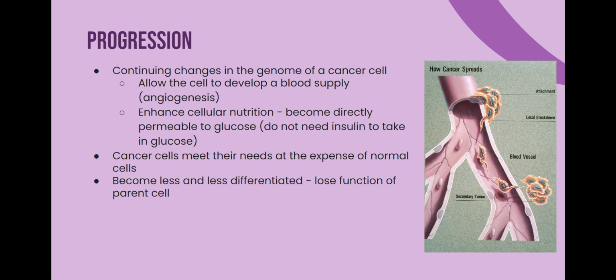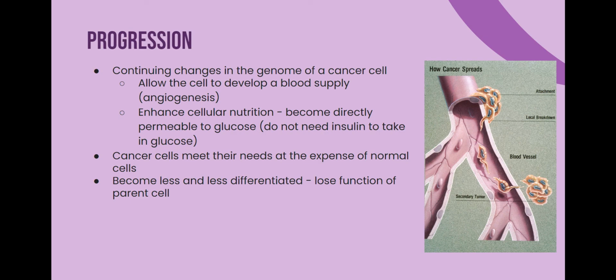All right, progression: continuing changes in the genome of a cancer cell. Remember, I showed you that visual of the karyotype of a cancer cell. That cancer cell will get more chaotic and more disorganized and have fewer characteristics of a euploid normal cell, but it will also develop self-sustaining mechanisms. It's a little like a narcissist, remember. So it's going to allow the cell to develop a blood supply so that it gets preferential treatment from the body. It's going to get more oxygen, more nutrients.